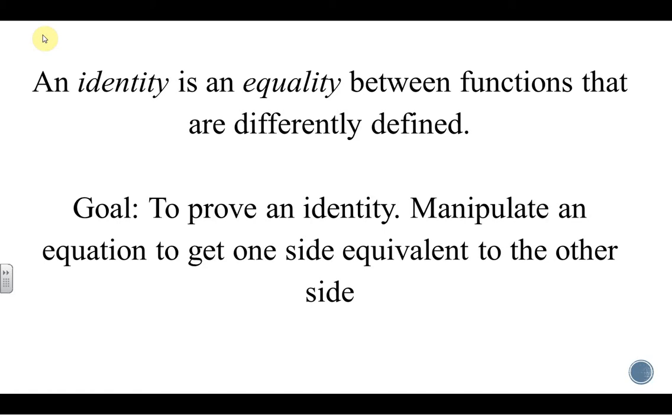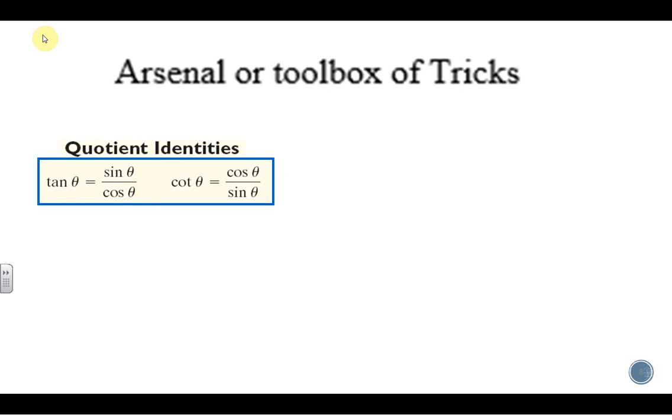All right, so anyway, an identity is an equality between two functions that are differently defined. So basically, to prove an identity, you have to manipulate an equation to get one side equivalent to the other side. So what does all that mean? Just get one side equal to the other side. Got it. Rewriting it. Bam. See, lots of words. It's very simple, though.